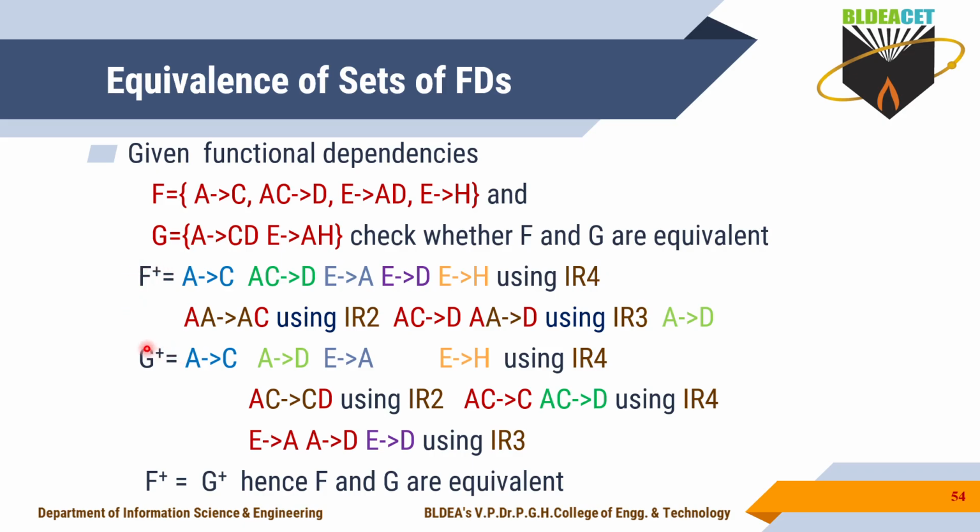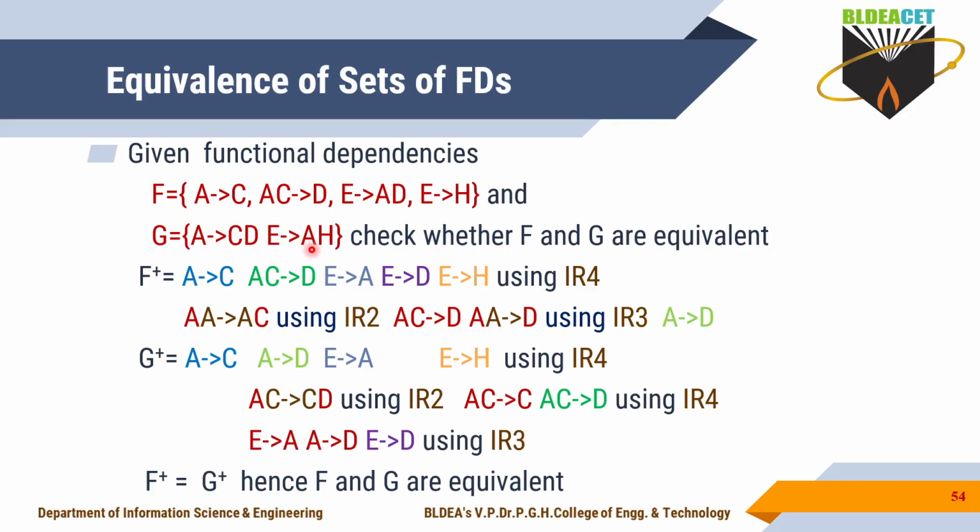In the same way, I need to find the closure of G here. So given the functional dependencies, first I will take A determines C and A determines CD. After applying the fourth rule, that is the decomposition rule, I got the new functional dependencies A determines C and A determines D. It doesn't make any difference to your functional dependency, according to the decomposition rule.